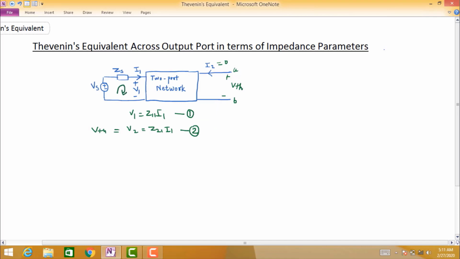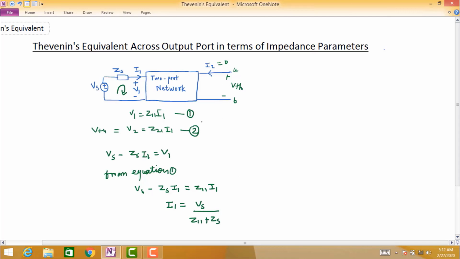Using KVL at the input loop, we will get Vs minus Zs into I1 equal to V1. Put this value in equation number 1, we will get Vs minus Zs into I1 equal to Z11 I1, from where we will get I1 is equal to Vs whole upon Z11 plus Zs. Now put this value in equation number 2, V2 equal to Z21 into Vs whole upon Z11 plus Zs. This V2 is equal to VTH, so VTH can be written as Z21 whole upon Z11 plus Zs into Vs.